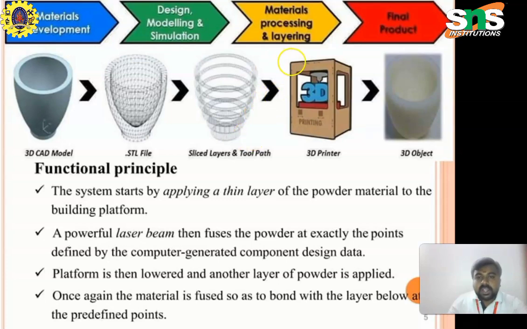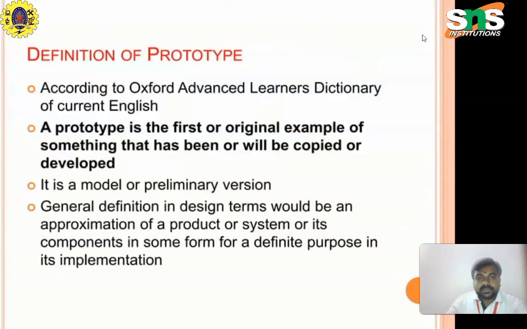After that it is given as an input to the 3D printing machine. Then we get the final object. These are the functional working principles of the common additive manufacturing process. So: material development, design, modeling and simulation, material processing and layering, then we get the final product.